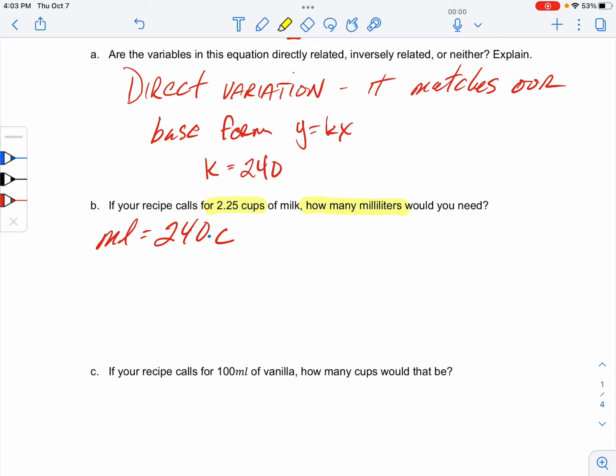Whenever it gives you a number for one of your variables, that means you can just plug it in or substitute it in. So milliliters is equal to 240 times 2.25. Because the number of cups is 2.25, we can just substitute that in. When you do the multiplication here, you get the number of milliliters is equal to 540.